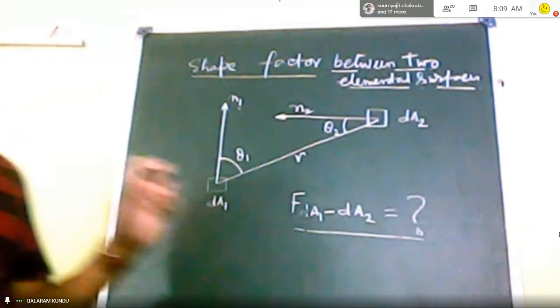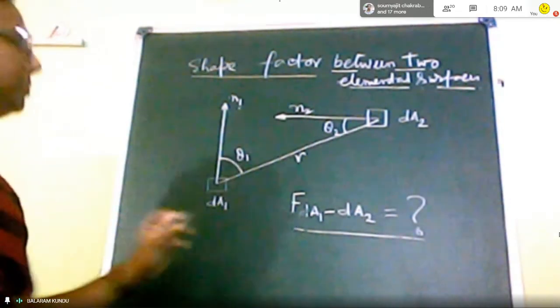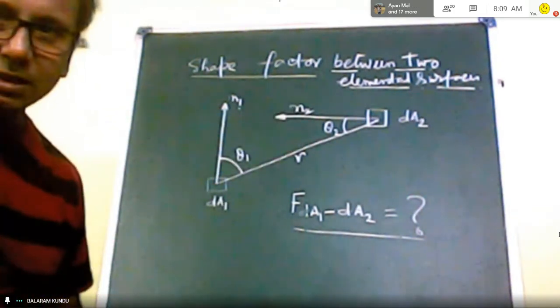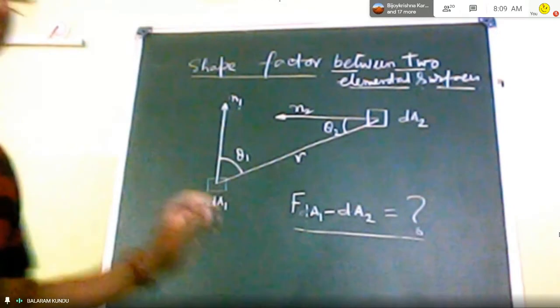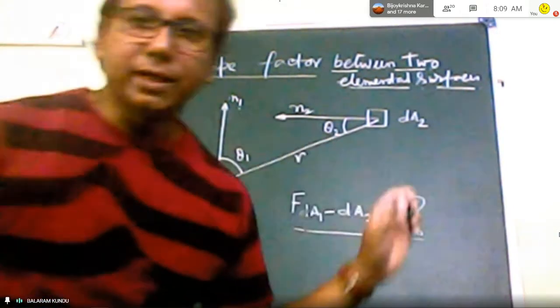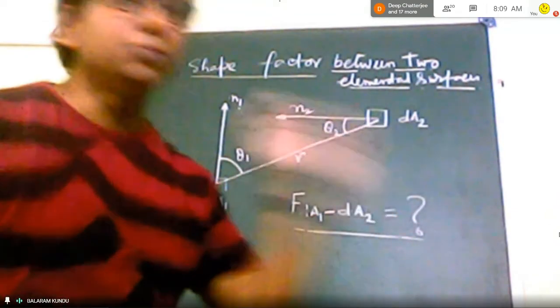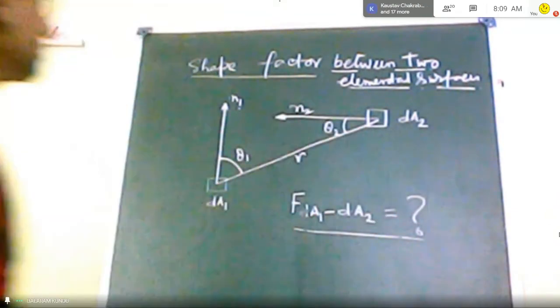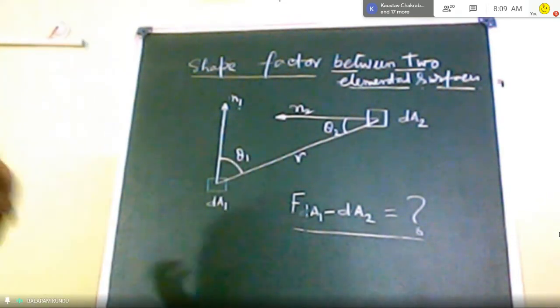How much amount of radiation energy is exchanged between two surfaces? If we want to know that, then shape factor is essential. Without knowing shape factor, we cannot calculate the radiation heat exchange between any two surfaces. So that's why the definition has already been mentioned.